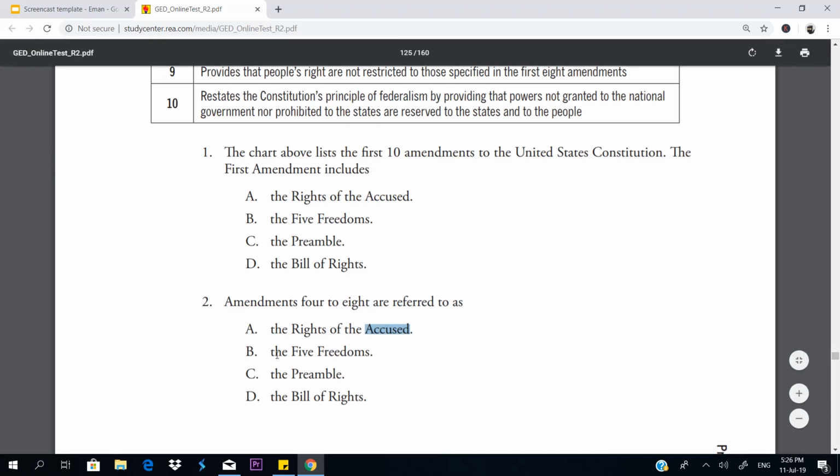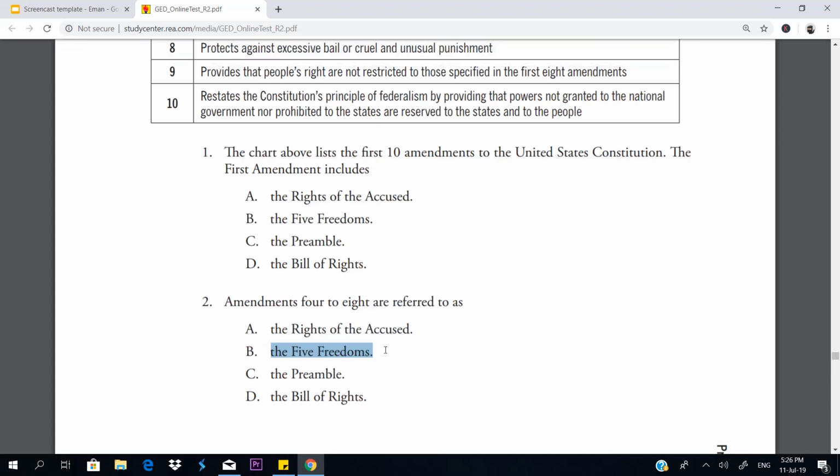It's not the 5 freedoms, because that comes under Amendment 1 of the US Constitution, as we just did in the last question. It's not the preamble, because the preamble comes before all of these amendments to the Constitution. It's like an introduction to the Constitution itself. And the Bill of Rights is thrown in again here just to trick people who are not reading the question closely enough. 4 to 8 are not referred to as the Bill of Rights. 1 to 10 are referred to as the Bill of Rights. So the answer is the rights of the accused.